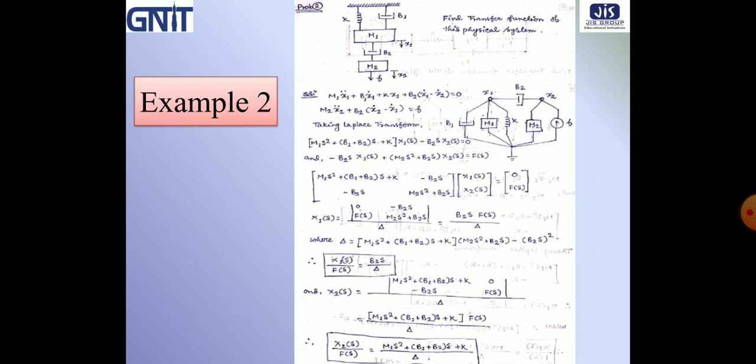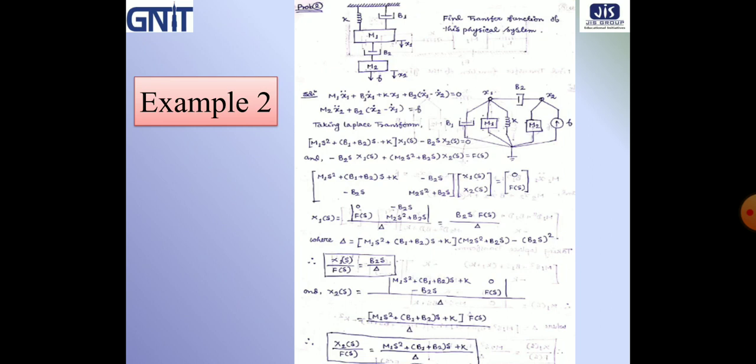plus the force generated due to damper b2 will be b2, that is the damping coefficient, multiplied by the relative velocity of the two ends, that is x2 dot minus x1 dot, is equal to the total force applied. So this way we can write the force equation with respect to node 2.